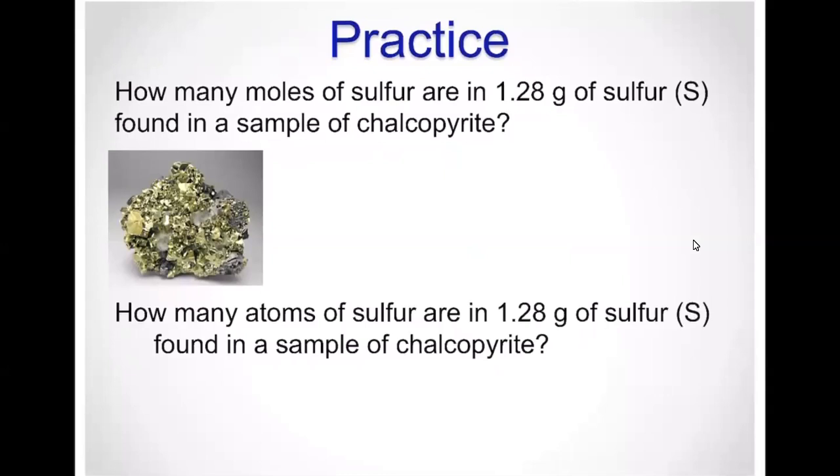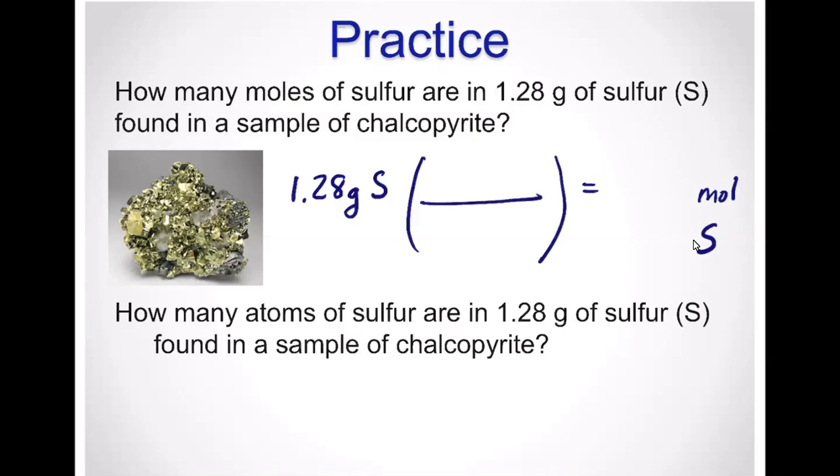So let's do a practice. How many moles of sulfur are in 1.28 grams of sulfur found in a sample of chalcopyrite? Okay, so what's given is 1.28 grams of sulfur, and we're trying to get moles of sulfur. So when you are trying to convert from grams to moles, you will use the molar mass.